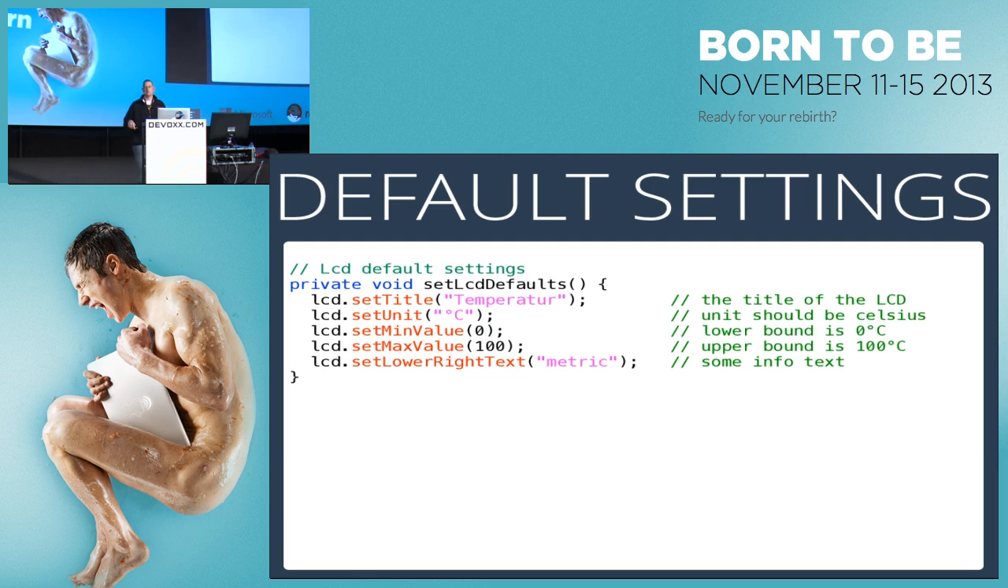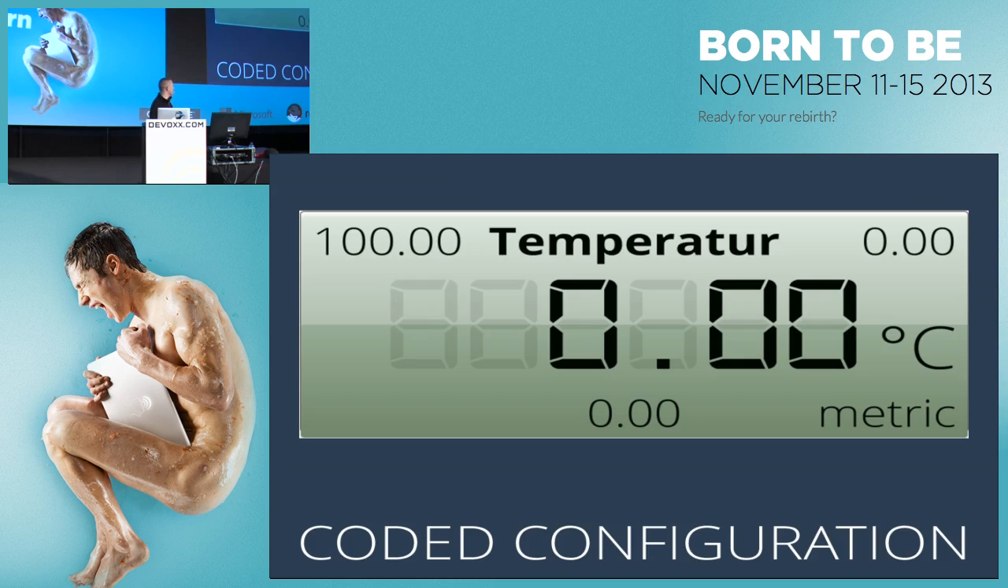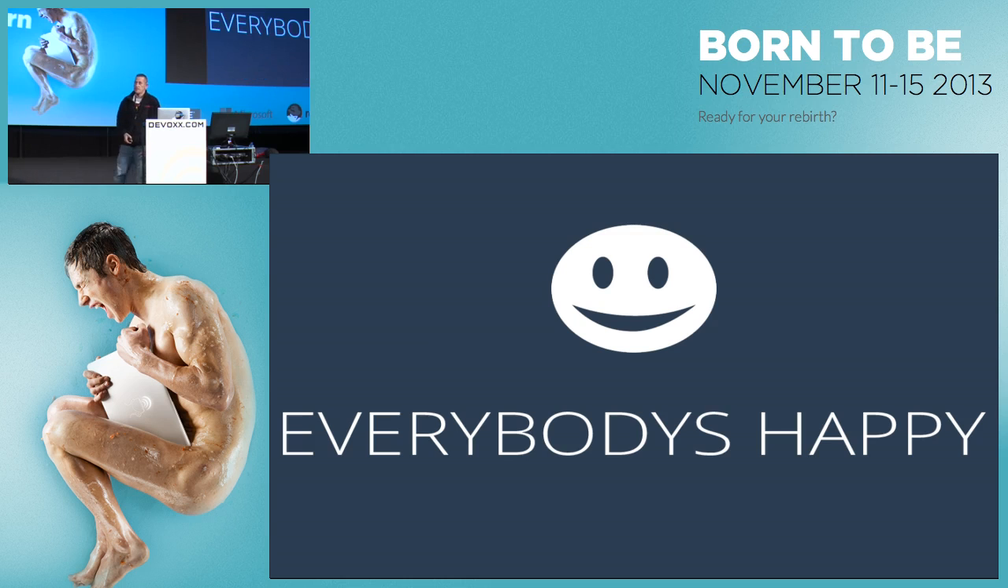Then I created a method to set the default values. This is German, it means Temperatur, temperature, and degrees Celsius, the minimum value, the maximum value, and then I set the info text to metric like in the requirements. So that's the result. Fine. Everything is coded, configuration, everybody's happy.